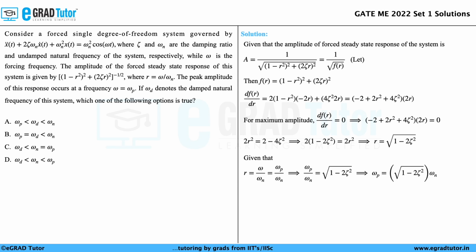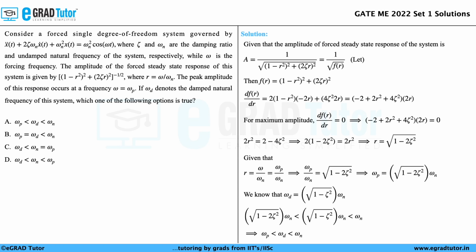From the basics of forced vibrations, we know that damped natural frequency is written as under root 1 minus zeta square into omega n. Under root 1 minus 2 zeta square into omega n is less than under root 1 minus zeta square into omega n, and this is less than omega n. But under root 1 minus 2 zeta square into omega n is nothing but omega p, which is less than under root 1 minus zeta square into omega n, which is nothing but omega d, which is in turn less than omega n. Hence, the correct answer to this question is option A.